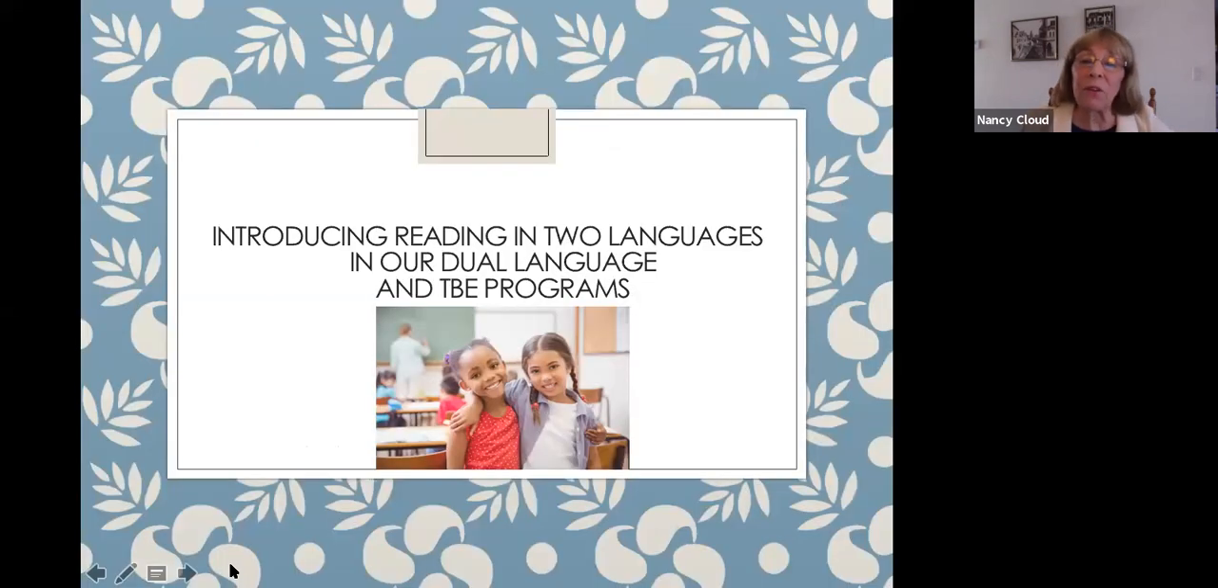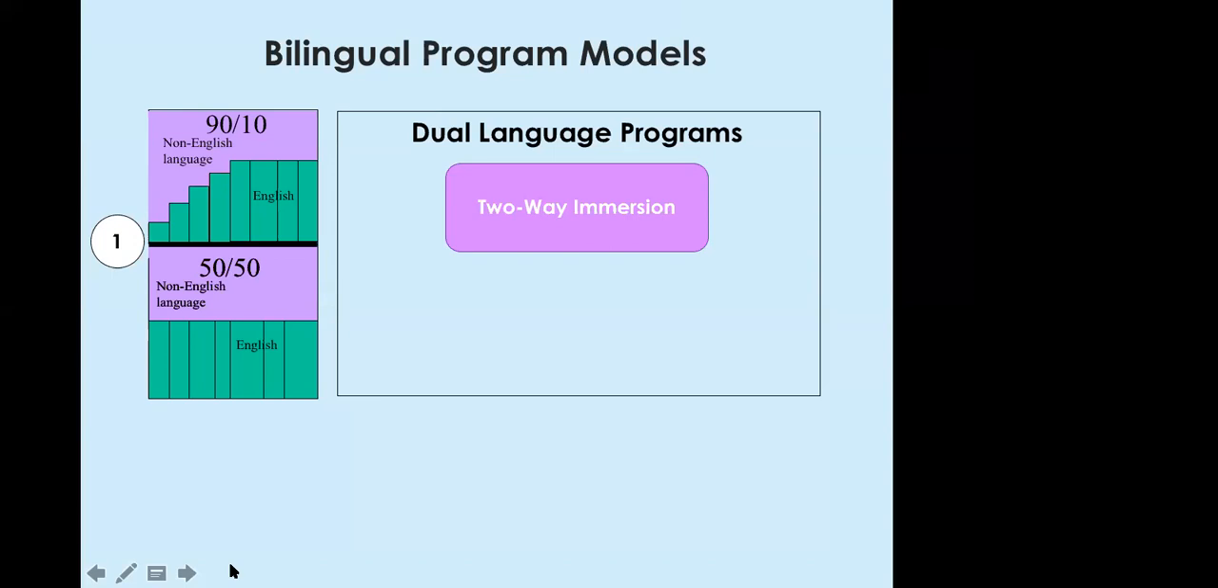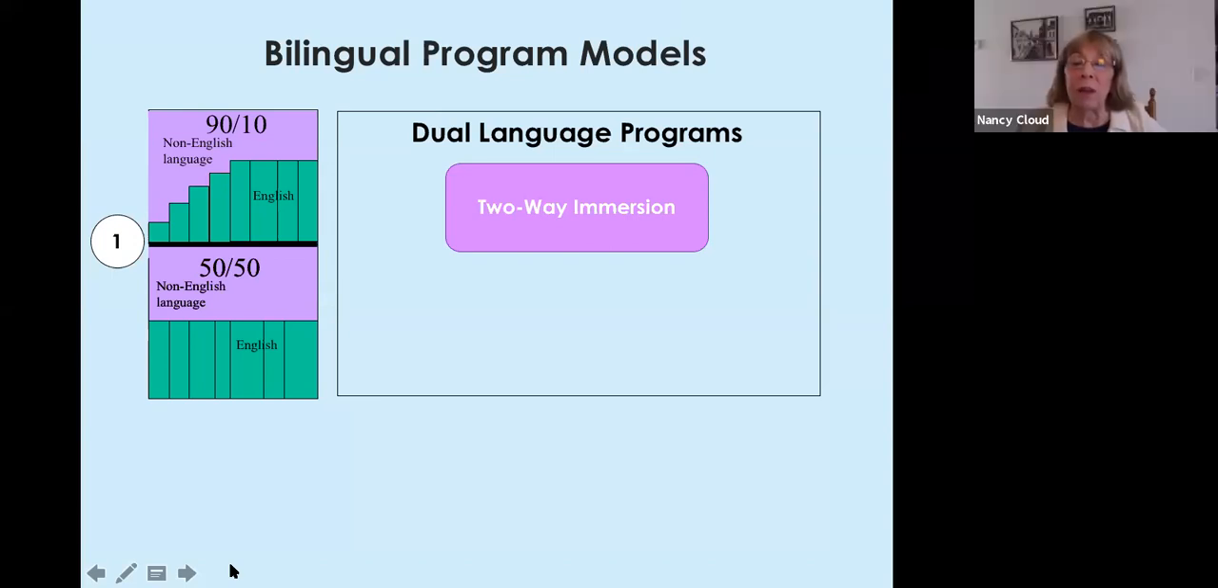So now let's talk a minute about what are the ways that we know through the literature we can introduce reading in two languages. So one way, some of you are working in dual language programs. And I would only refer to dual language programs where the objective is to sustain them in the program, to fully develop their bilingualism, their biliteracy, and their biculturalism.